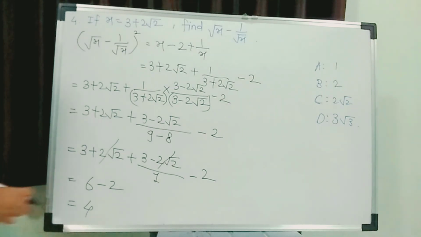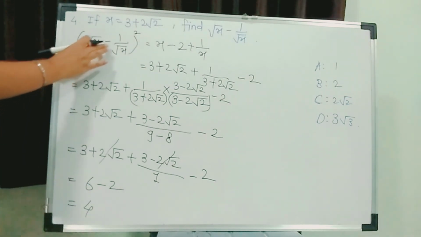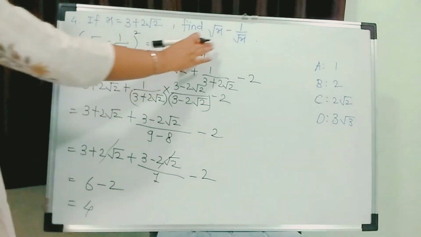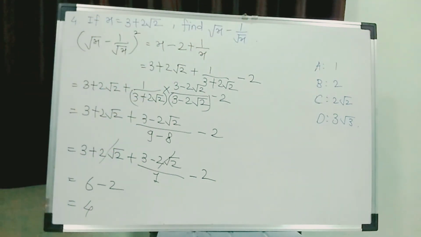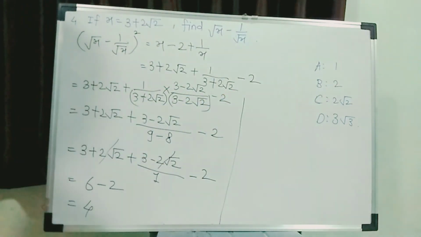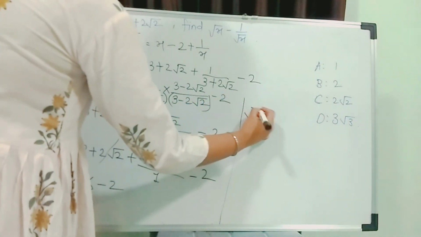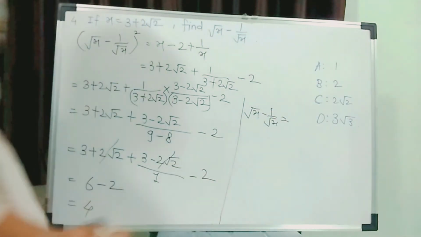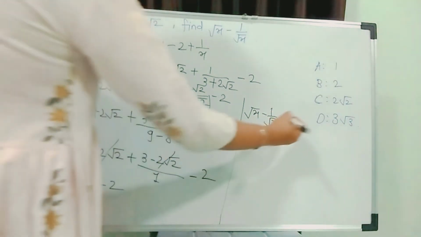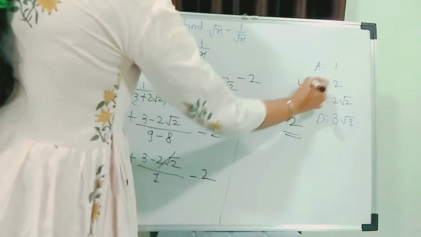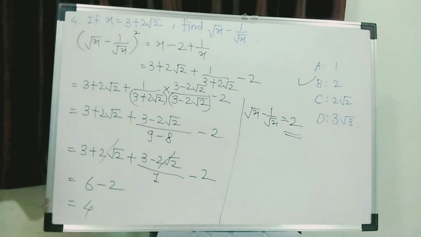Now this is the value of root x minus 1 upon root x bracket square. But here we have to find root x minus 1 upon root x. So taking the square root on both sides, what will we get? Root x minus 1 upon root x is equal to the square root of 4, 2. Option B is the answer.